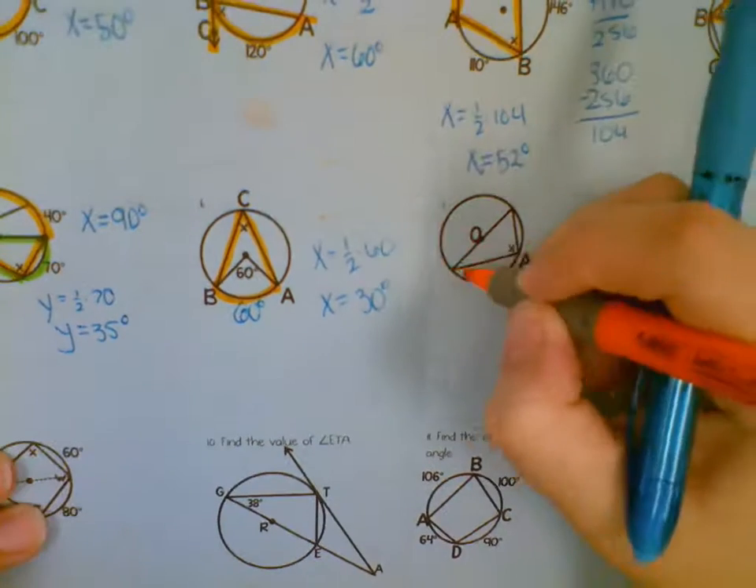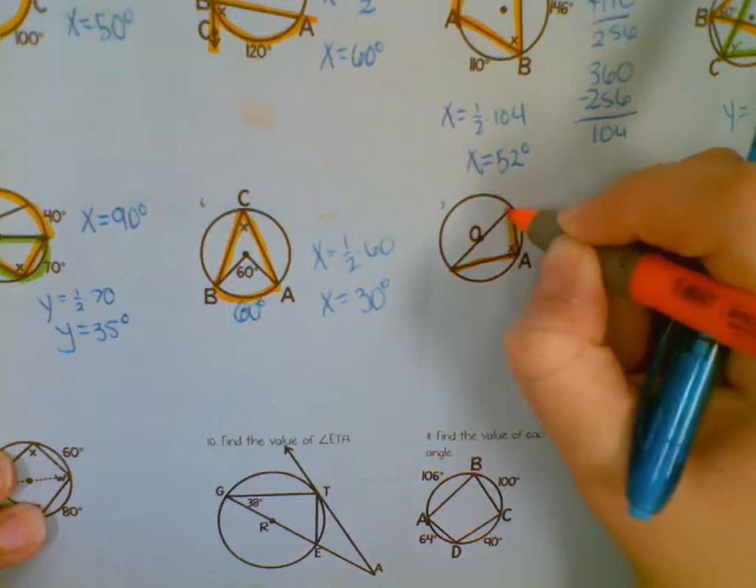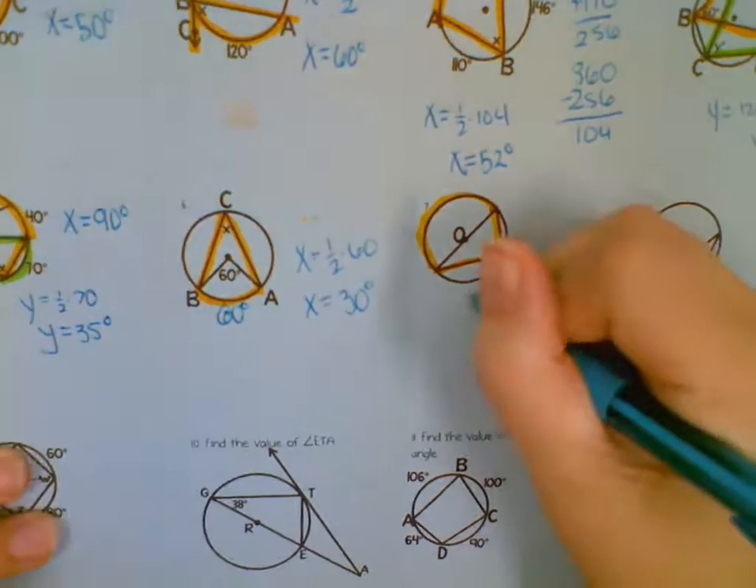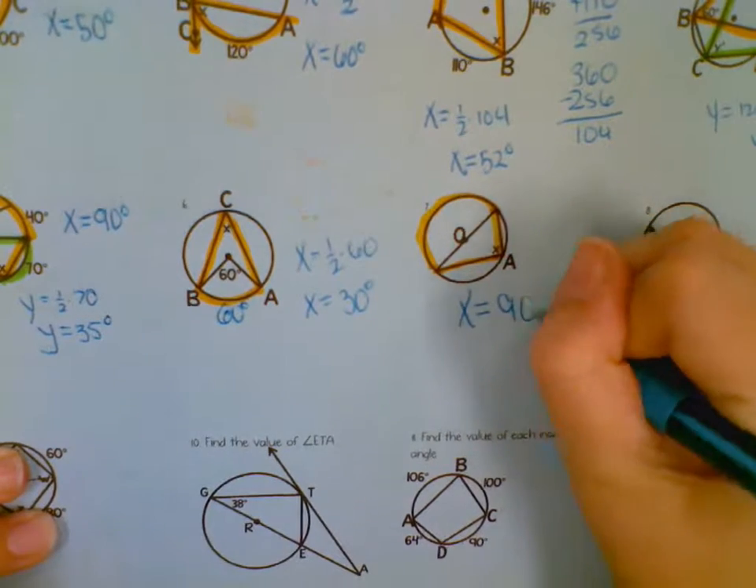Okay, so here's our x. This is another one that's open to the diameter. So if it opens to the diameter, then that means your angle is 90.